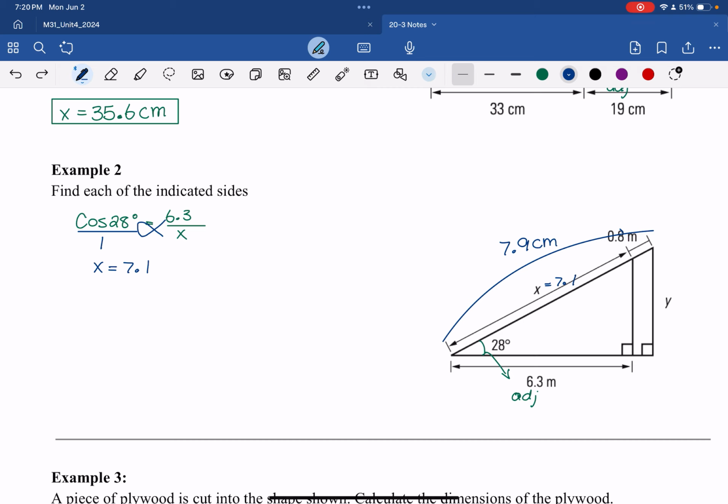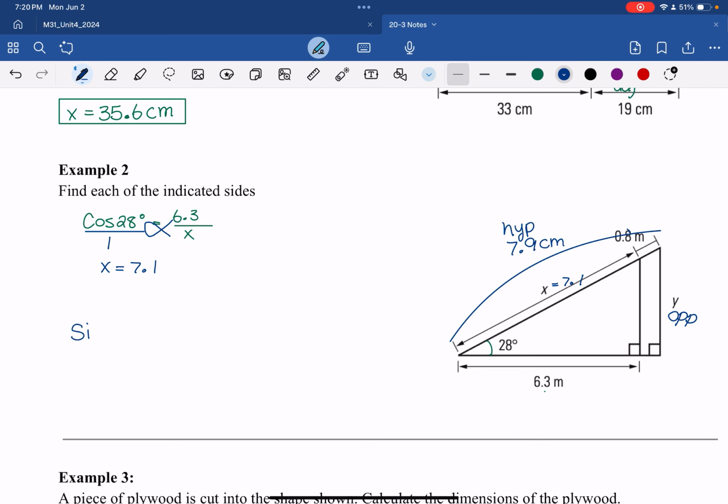Now, if I look at what's left, I have my hypotenuse side, I have an angle, and I'm actually looking for y, which in this case is my opposite. And this is my hypotenuse. So we have to decide, what am I going to use here? I have opposite and I have hypotenuse, so we want to use sine. So sine of 28 degrees is opposite, which is labeled y, over my hypotenuse, which is 7.9.